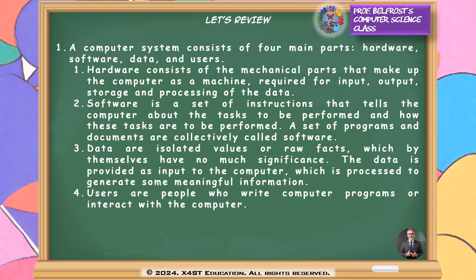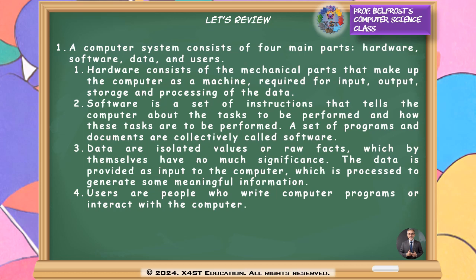A computer system consists of four main parts: hardware, software, data, and users. The first one, hardware, consists of the mechanical parts that make up the computer as a machine, required for input, output, storage, and processing of the data. The second is software. Software is a set of instructions that tells the computer about the tasks to be performed and how these tasks are to be performed. A set of programs and documents are collectively called software.